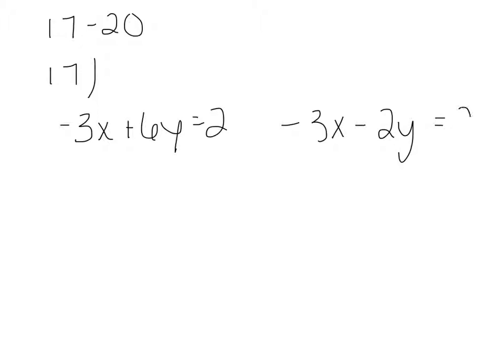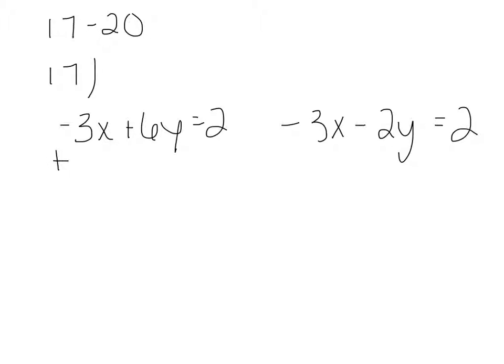So I'm going to look through my responses, and they're all talking about slope. So I'm going to write that one in slope-intercept form so I can identify what the slope is, and then I'm going to change it with the -2 instead of the 6, and compare what happened with my slopes. So again, the first one, I have -3x plus 6y is 2, and then the second one is -3x minus 2y is 2.